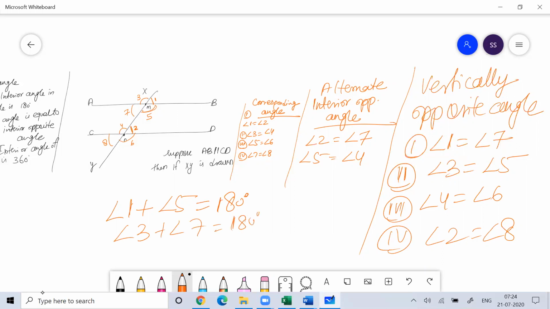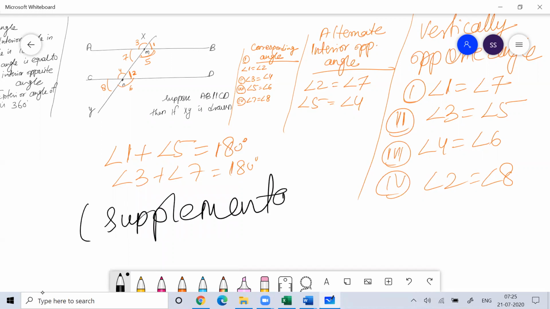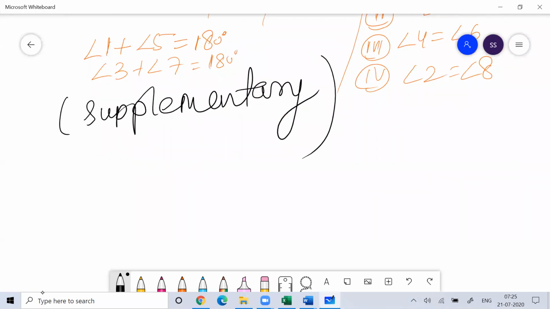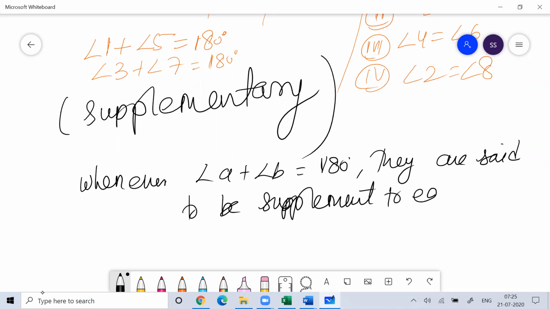Whenever the sum of two angles is 180 degrees, they are said to be supplementary. Whenever angle A plus angle B is equal to 180 degrees, they are said to be supplements of each other. They are called supplementary angles.